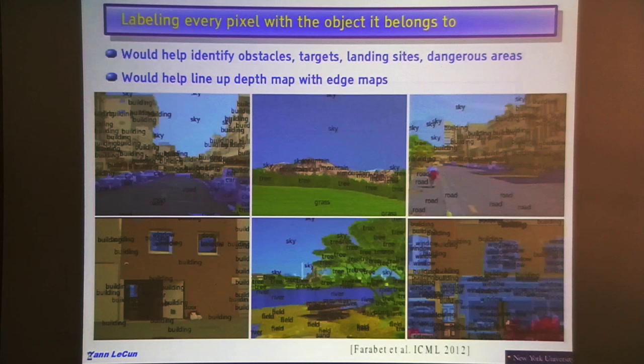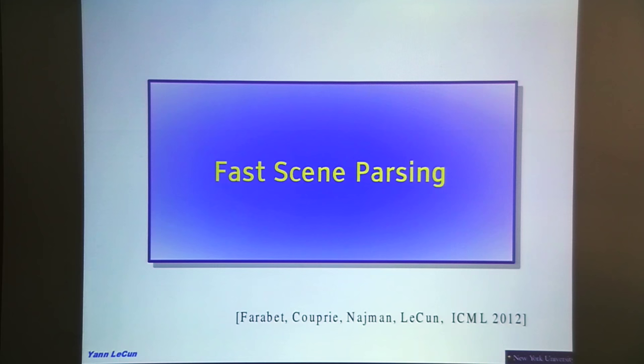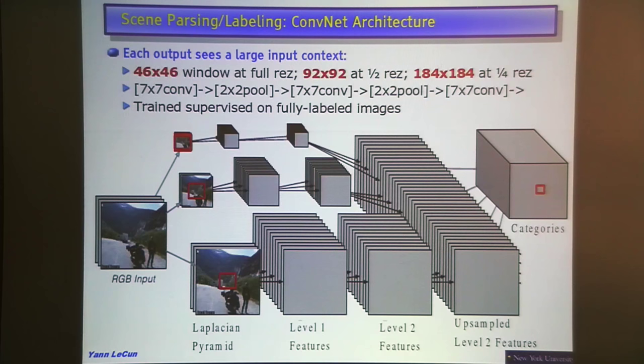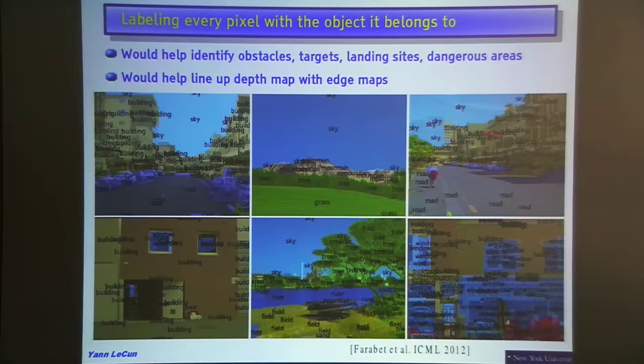So here is a really cool application of a supervised convolutional net that was developed by Clément Farabet, who gave the last talk. It's an interesting version of a convolutional net that has a multi-scale architecture. The problem we're trying to solve is to label every pixel in an image with the category of the object that it belongs to. So here you have an image and you want to label all those pixels as road, and this is person, and this is building, and the sky, and so on. There's a car, and there's a river, and so on.